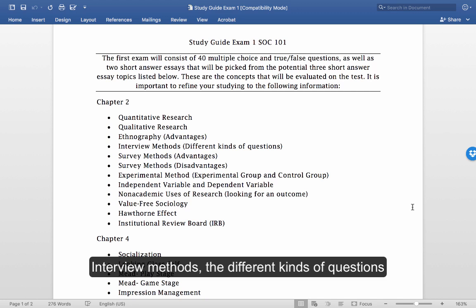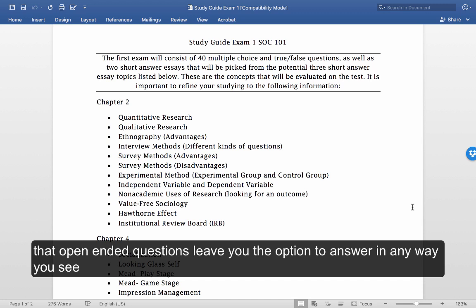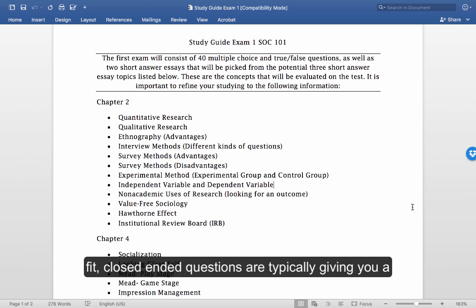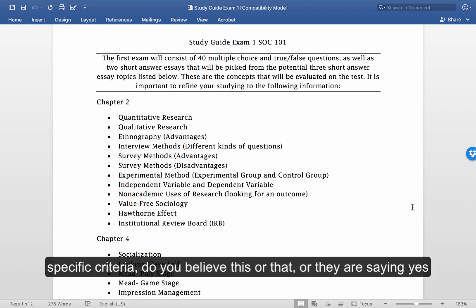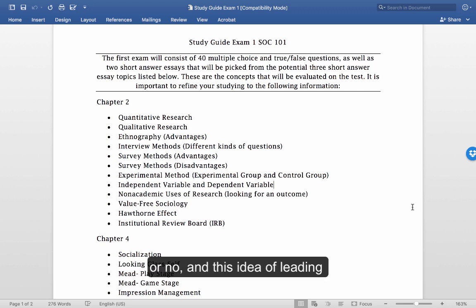Interview methods, the different kinds of questions there. Just to have a basic understanding that open-ended questions leave you the option to answer in any way you see fit. Closed-ended questions are typically giving you a specific criteria. Do you believe this or that? Or they're saying yes or no.